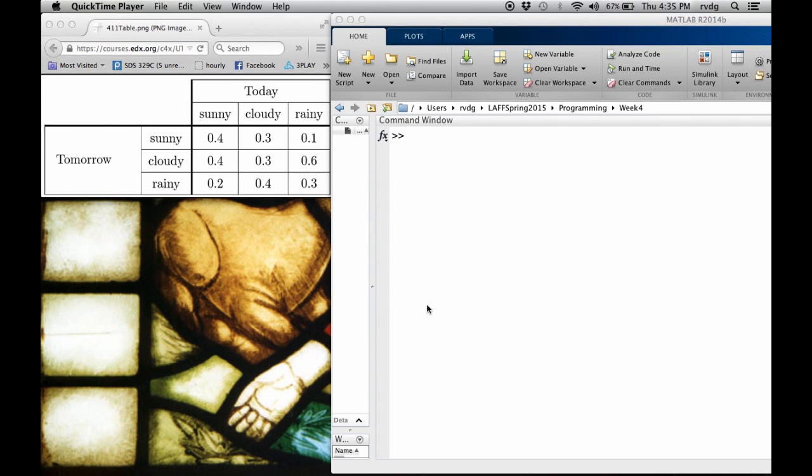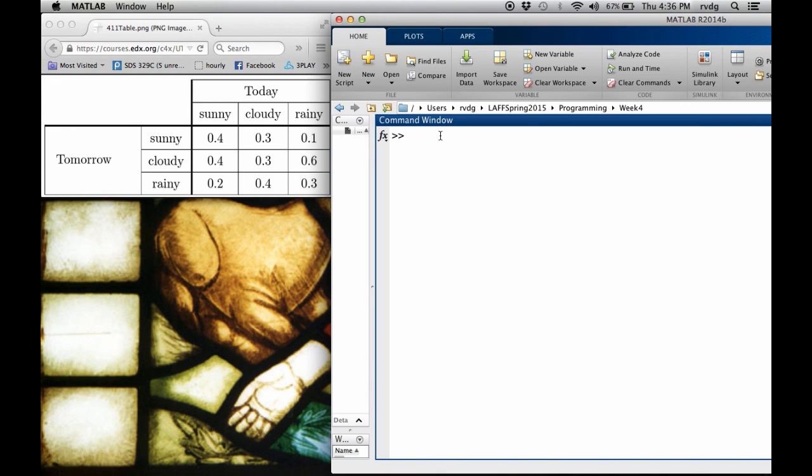So let's see how we can make MATLAB do the heavy lifting for us. What we have on the left here is the table that tells us what the probabilities are of different kinds of weather tomorrow, depending on what the weather is like today. What we just learned in the last video is that we should translate that into a matrix that's called the transition matrix. So there we have the matrix P.